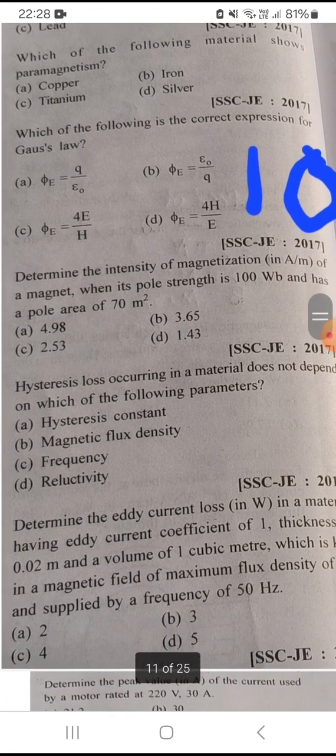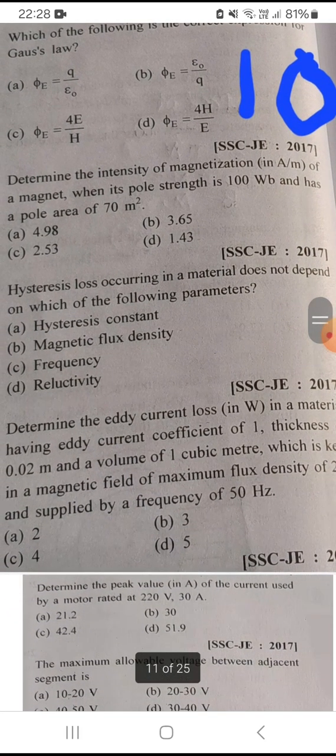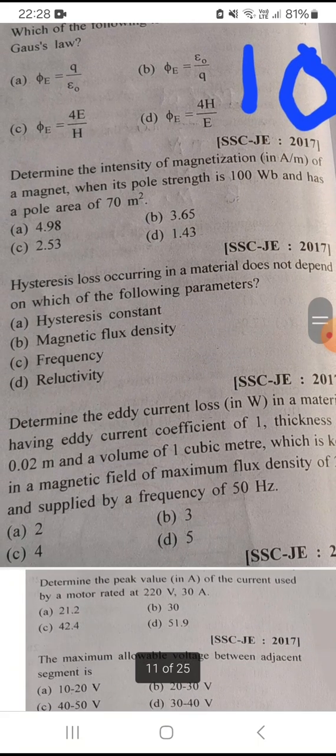Next, determine the intensity of magnetization in ampere per meter of a magnet when its pole strength is 100 Weber and has a pole area of the 70 meter square. So that we know that intensity of magnetization equal to pole strength by pole area, that is the 100 by 70 equal to 1.43. That is the option D is the right answer. Next, hysteresis loss occurring in a material does not depend on which of the following parameter? Option D, resistivity. Okay. Option D is the right answer, resistivity.